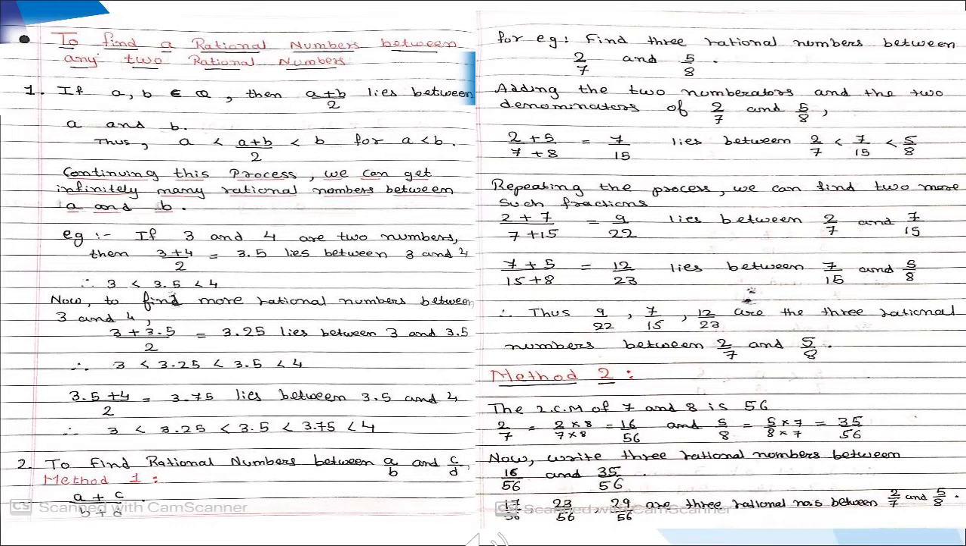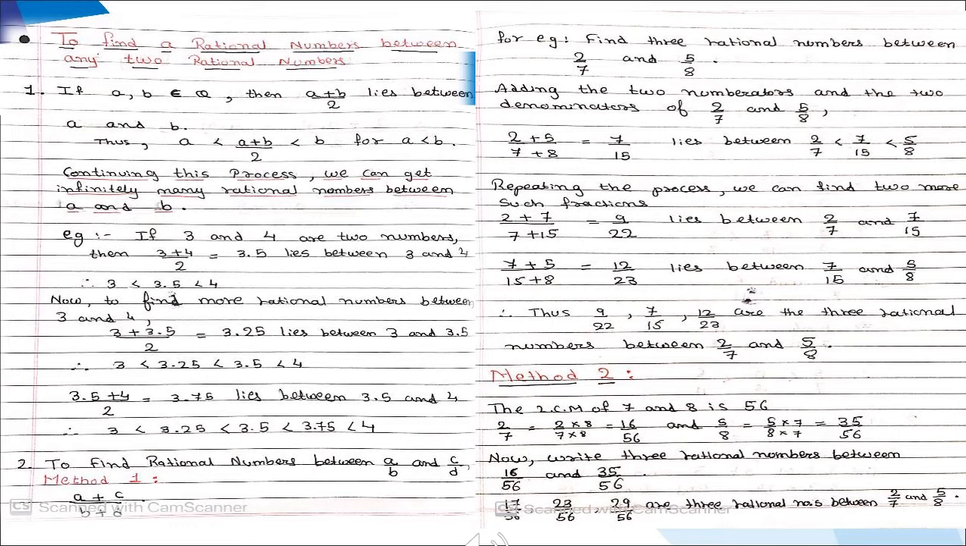How? So see, for that my example says find three rational numbers between 2 upon 7 and 5 upon 8. What I've done here is adding the two numerators and two denominators of this question. So I've added 2 plus 5, the numerators, and 7 plus 8, the denominators. I've got 7 upon 15. So 7 upon 15 lies between 2 upon 7 and 5 upon 8.